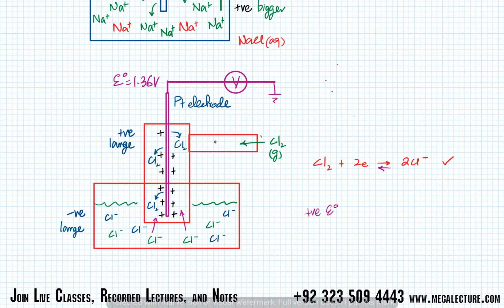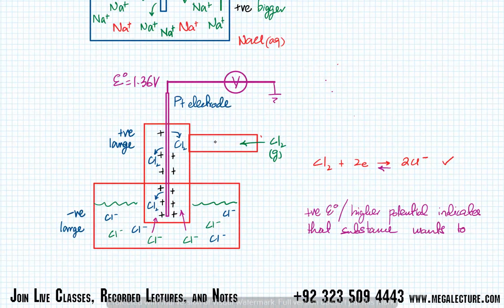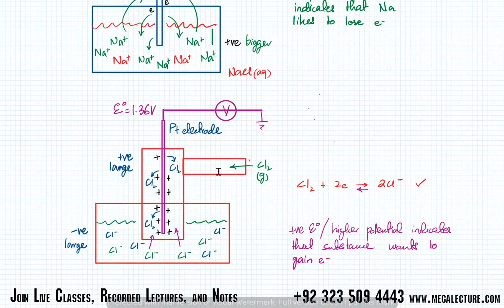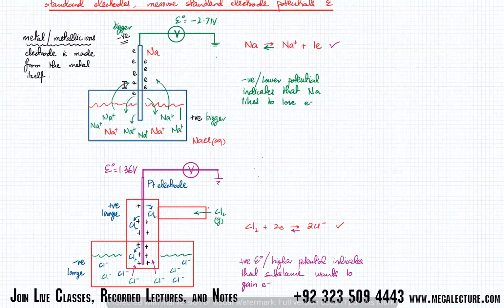So positive voltage, positive E naught, or higher potential, indicates that the substance wants to gain electrons. And the higher the tendency for it to gain electrons, the more positive the potential. So if the substance really likes to gain electrons very, very strongly, the electrode over here would become even more positive. So the idea is clear. Summary: if you got a substance that likes to lose electrons, the electrode would become negatively charged, and it's going to have a very low potential.